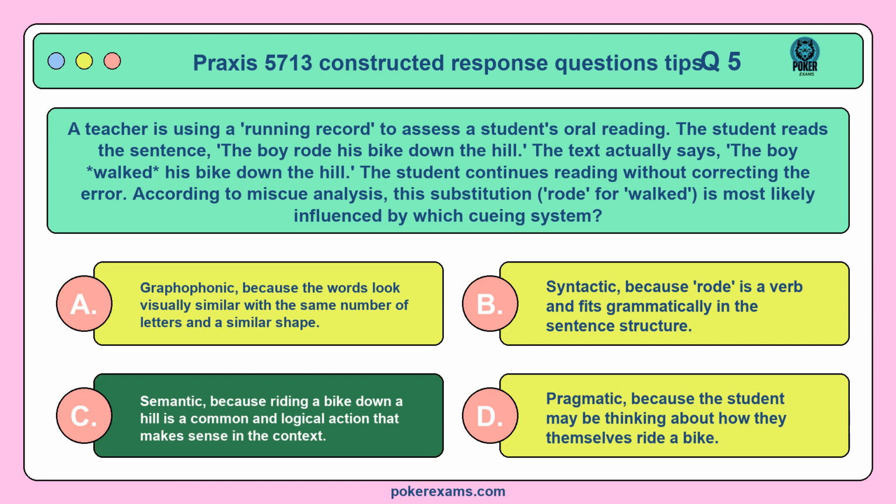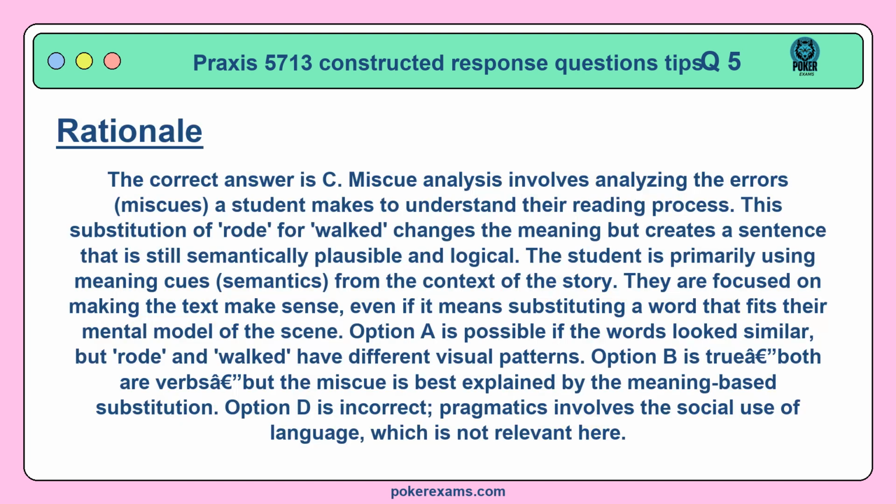The correct answer is C. Miscue analysis involves analyzing the errors, miscues, a student makes to understand their reading process. This substitution of rode for walked changes the meaning but creates a sentence that is still semantically plausible and logical. The student is primarily using meaning cues, semantics, from the context of the story.